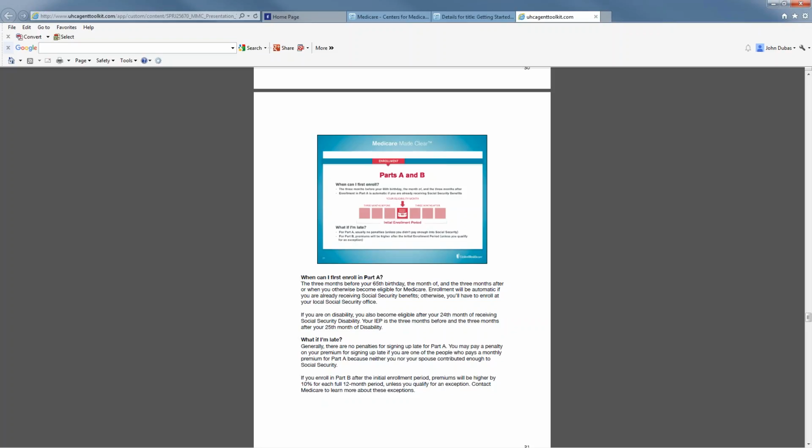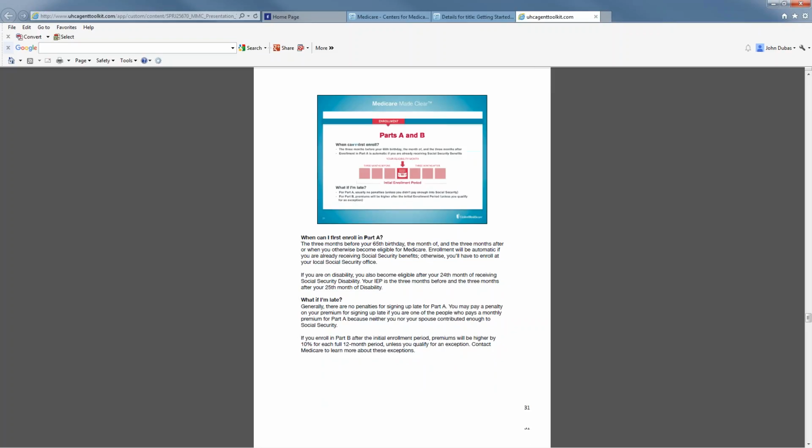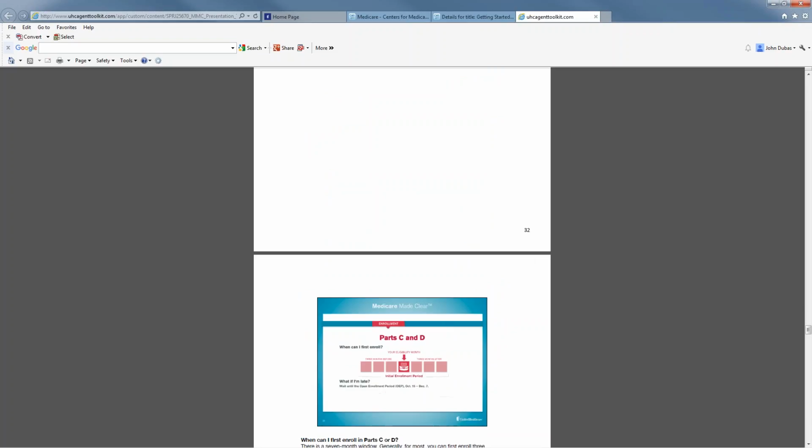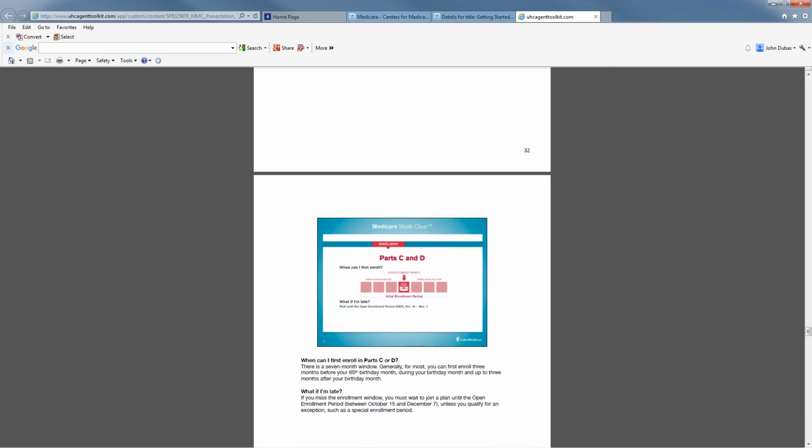If you enroll in Part B after the initial enrollment period, premiums will be higher by 10% for each full 12-month period unless you qualify for an exception. Medicare can speak to you concerning these exceptions. You have an example of that you can go through in the presentation.